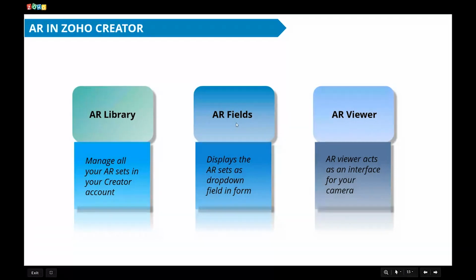AR fields display the AR sets we have in the library as a drop down. So we can select any picture from that and upload it as a property's image. And at last, we have another thing called the AR viewer. The AR viewer acts as an interface for your camera. So these are the 3 steps in which we are going to use this augmented reality. I'll be showcasing a demo on that as well.